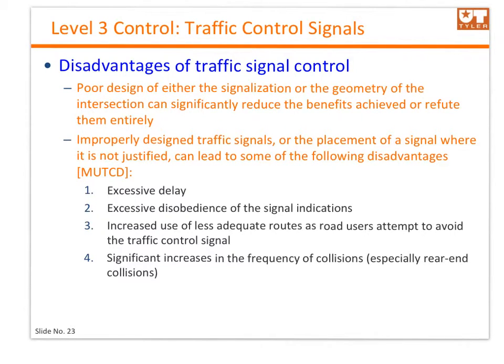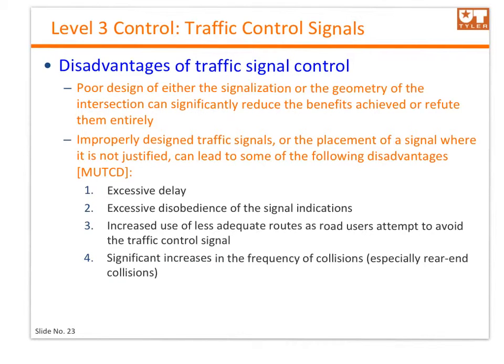So if we have improper traffic signals or they are placed wrongly, they can have the following disadvantages. The very first disadvantage of a poorly designed traffic signal is that it is going to cause excessive delay, and the second disadvantage is basically a result of this first one. People are going to be irritated because of too much delay, and therefore we're going to experience excessive disobedience of the signal indications. Also, we can observe an increased use of less adequate routes as road users attempt to avoid the traffic control signal, as well as a significant increase in the frequency of collisions, especially rear end collisions.